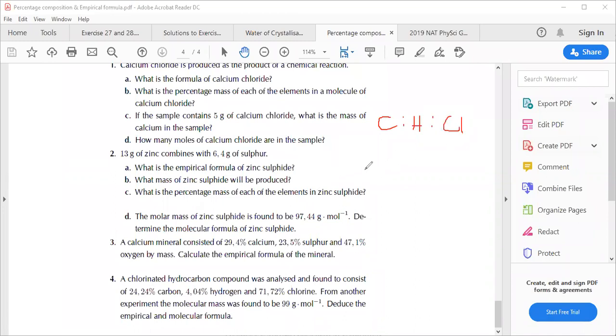So you look at carbon, what is the answer that is given there? 24.24. Divide by the molar mass for carbon, which is 12. These numbers that I'm writing in blue, you find them on the periodic table. Then you've got your hydrogen. Hydrogen is given as 4.04. Hydrogen is 1, so you divide by 1.